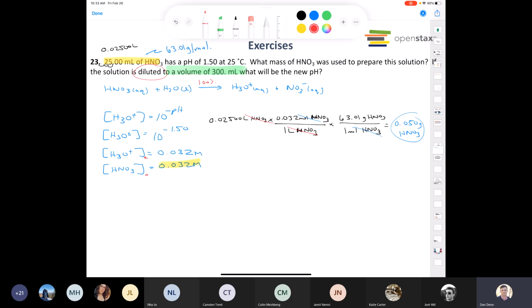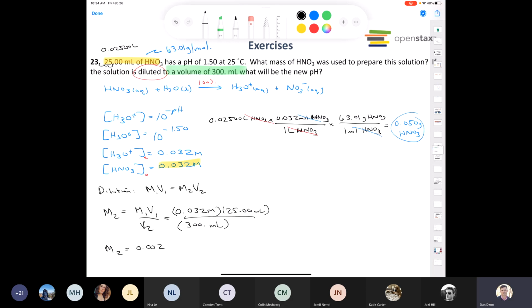So when we dilute it, okay, I'll switch over to a green pen. Maybe I'll use black, probably easier to see. So for dilution, my students told me it's M1 times V1 is equal to M2 times V2. We're solving for M2. We want to know the new concentration. It's going to be M1 times V1 divided by V2. So we have our initial concentration, which was 0.032 molar times 25.00 milliliters divided by 300 milliliters. There can only be 2 sig figs in the concentration. And what do we get? So we take 0.032 times 25 divided by 300. And you get 0.0027 molar.